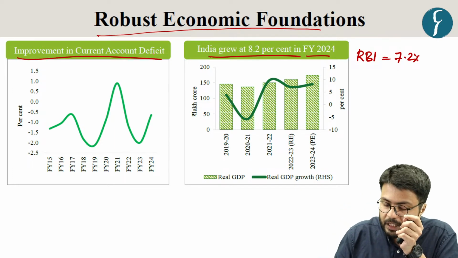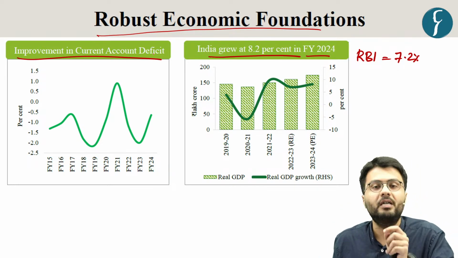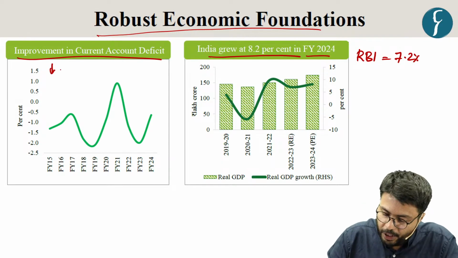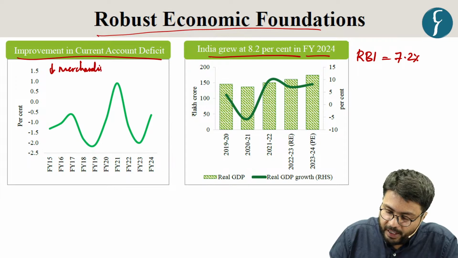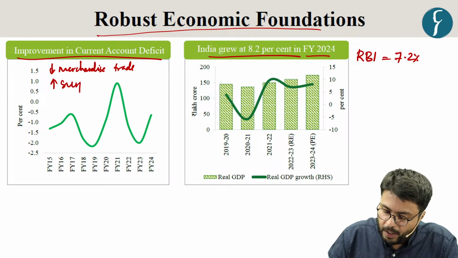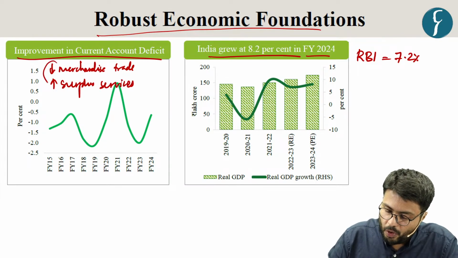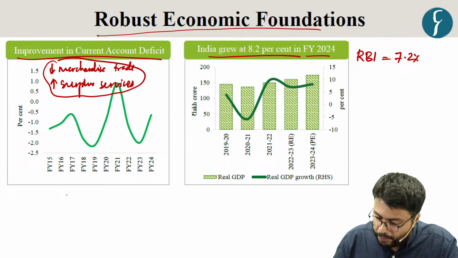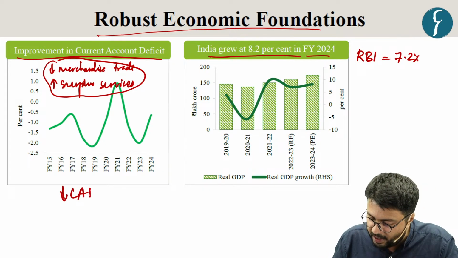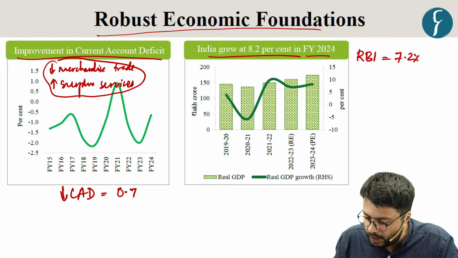Also, India has witnessed improvement in its current account deficit, and this has been due to a decrease in its merchandise trade deficit and also an increase in its surplus of trade in services. And these two developments have lowered India's current account deficit to just 0.7% of its GDP.